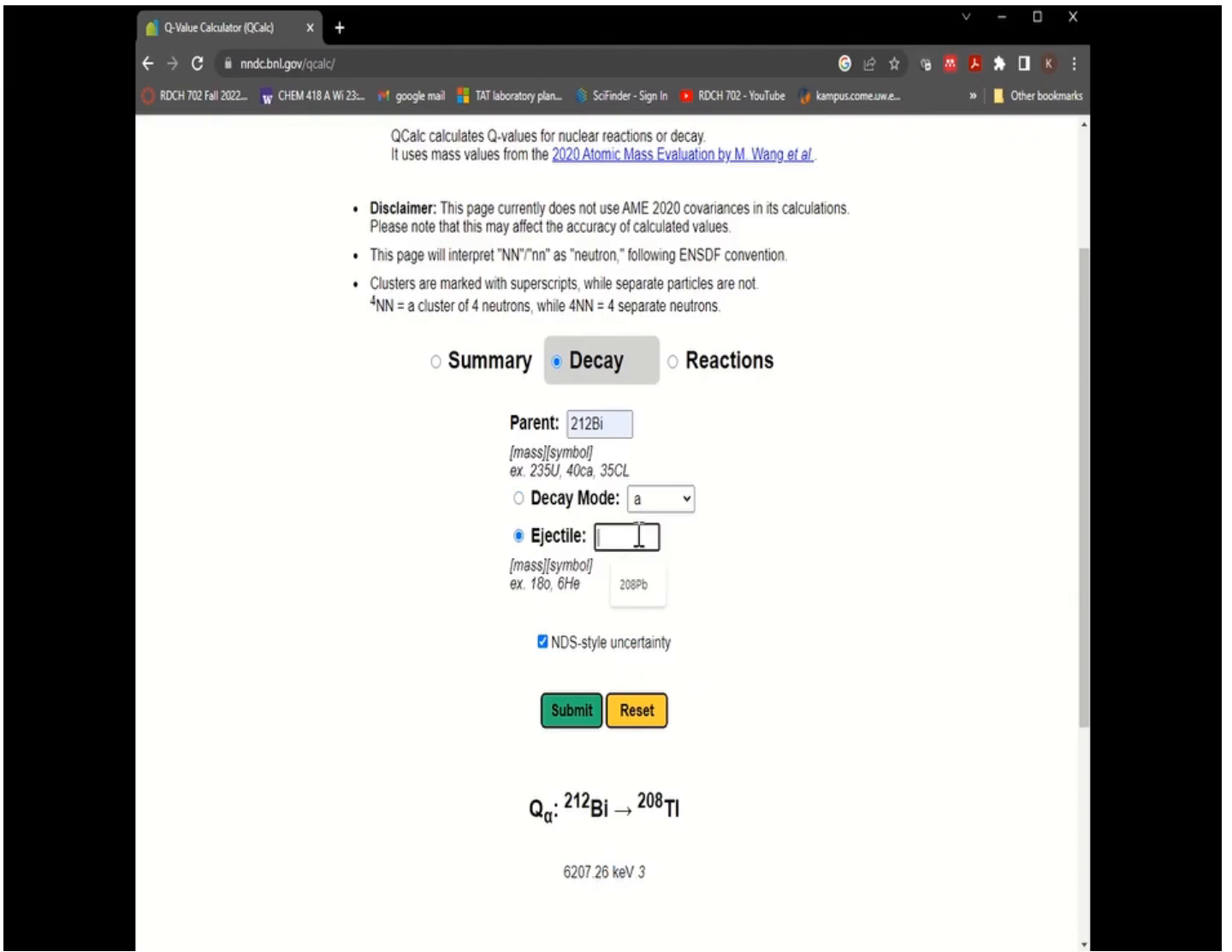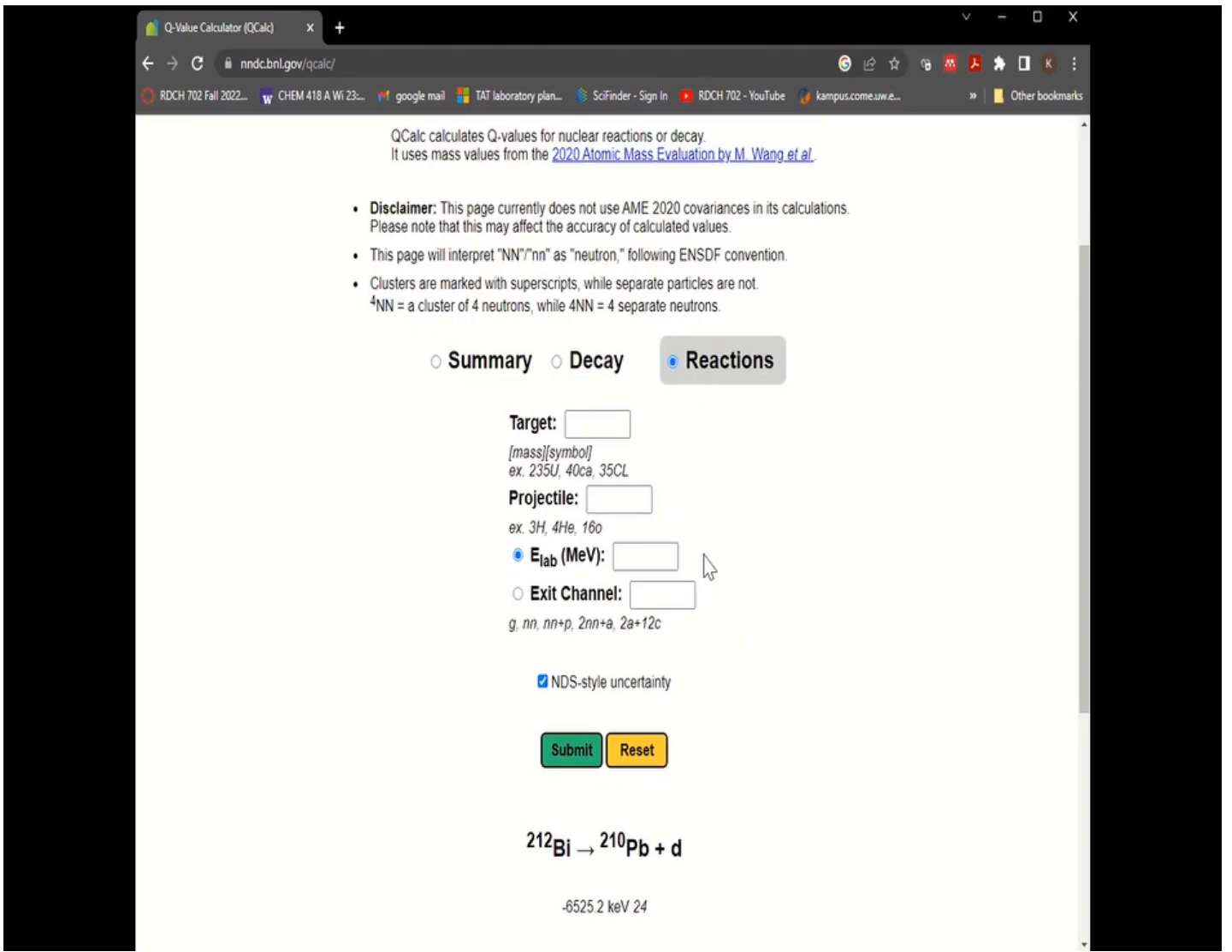We could also ask, if I have bismuth-212, what would have to be emitted in order to make a certain isotope? Let's say I wanted to make lead-208. Bismuth-212 to make lead-208 would need a hydrogen-4 emission, very unlikely, but it will give you the Q value here. Or what if deuterium is emitted? So bismuth-212 yields lead-210 plus deuterium.